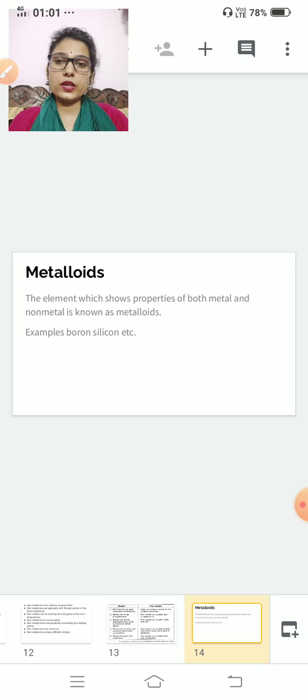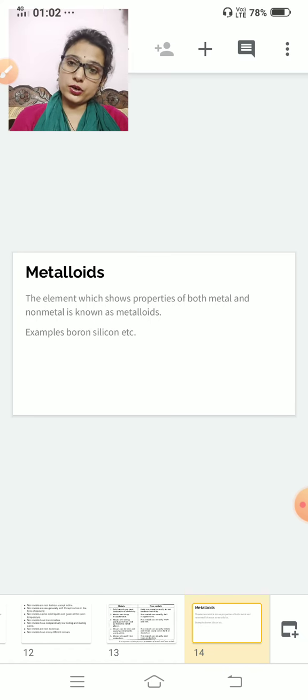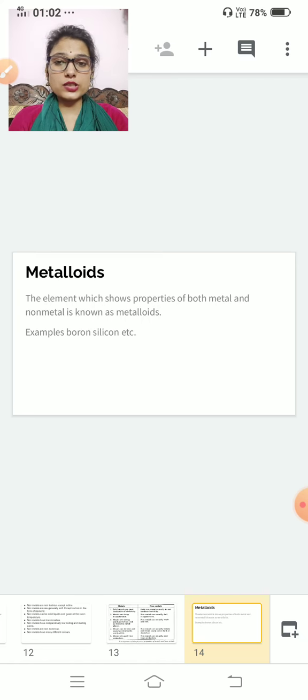So, in this video, what have we done? We have done classification of matter on the basis of chemical composition. Matter can be classified into two types: pure substance and mixture. Pure substance is further divided into two parts, elements and compounds. A mixture can be classified into two types: homogeneous mixture and heterogeneous mixture.